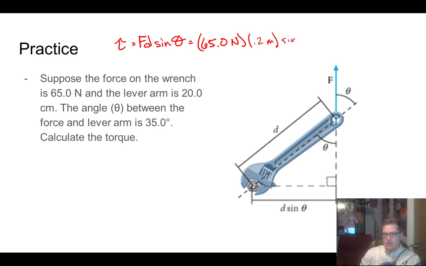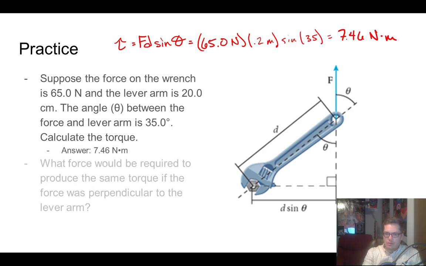And then our sine theta: it defines it right here that theta is 35, so we can just throw that 35 right in there and we're golden. So we take our calculator: 65 times 0.2 times sine of 35. We get 7.46. And our units for torque are newton meters. Nailed it. 7.46 newton meters.